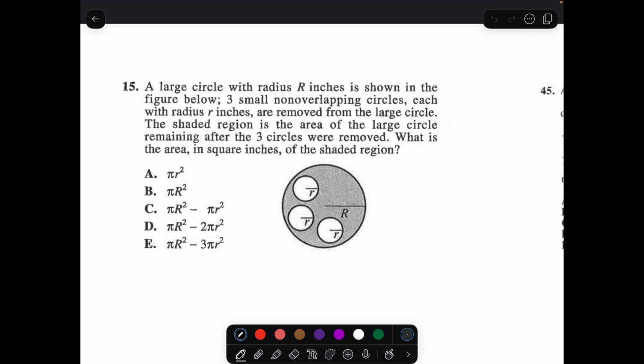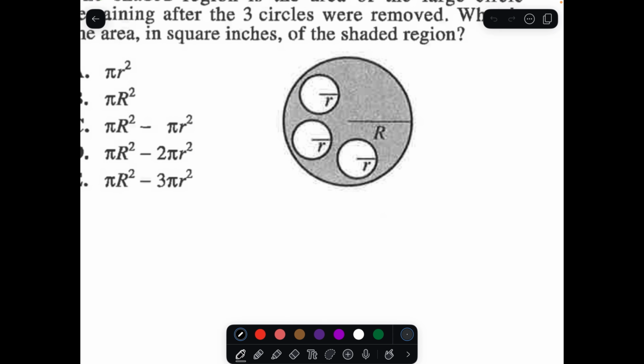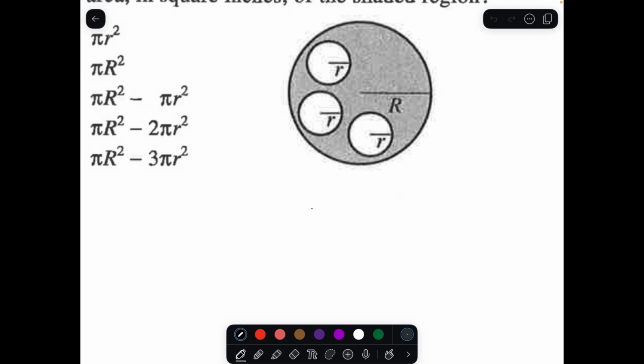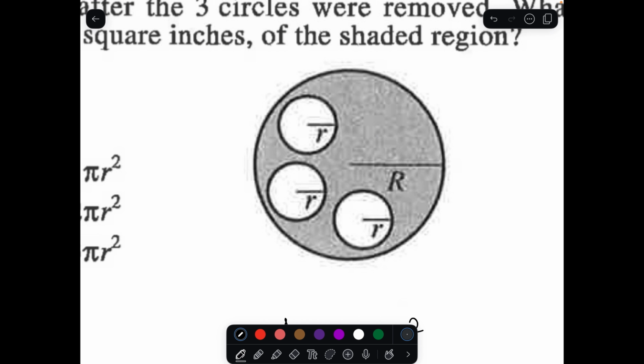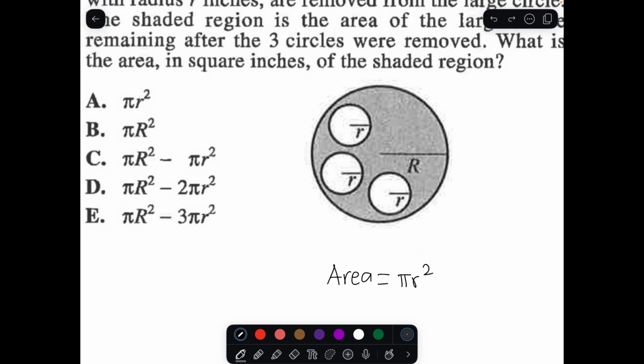So for this question, we need to know how to find the area of a circle, which is pi r squared, right? And what we basically want to do is get the area of the whole circle, and subtract the area of these 3 little circles from the area of the large circle. And notice all the little circles have the same area, because they have the same radius.